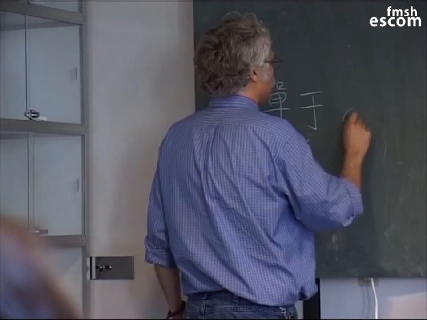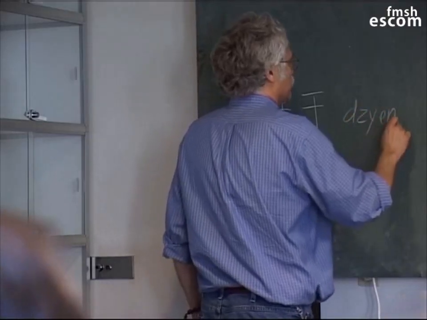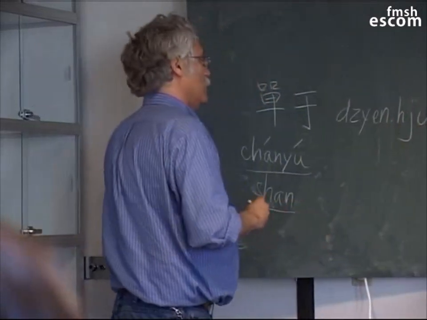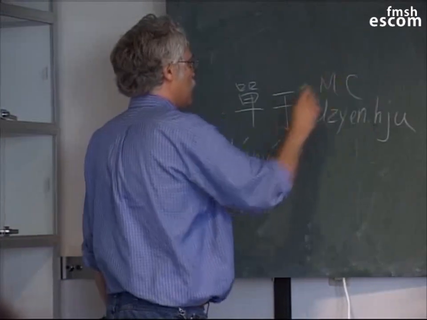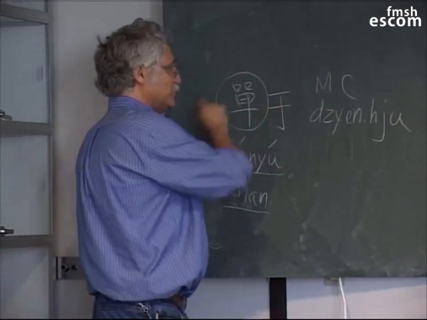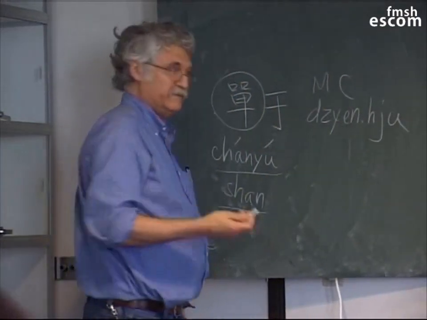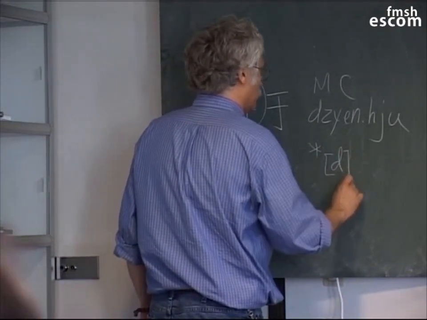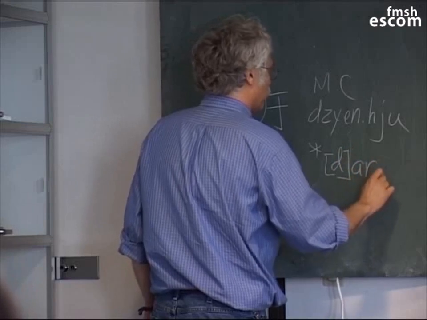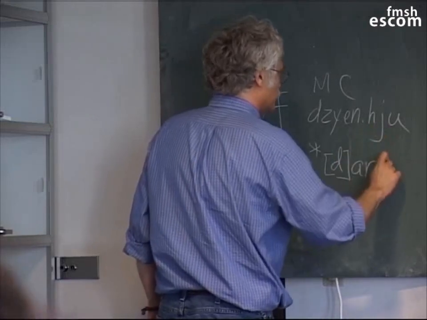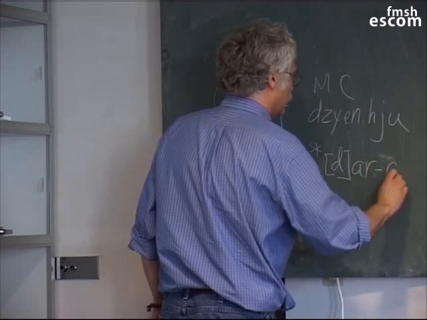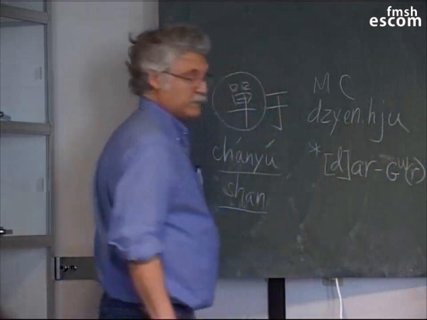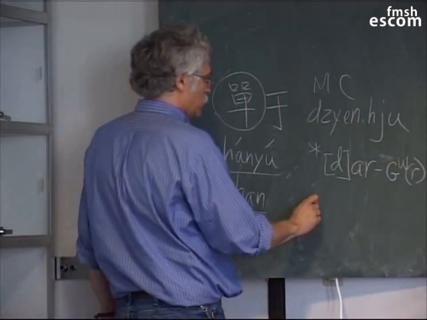Well, anyway, if you take this to Middle Chinese, it's like this. That's Middle Chinese. And this is a notorious R coda phonetic. And so this winds up being this. And this is now... Well, I don't need another one, I guess. That. Okay.